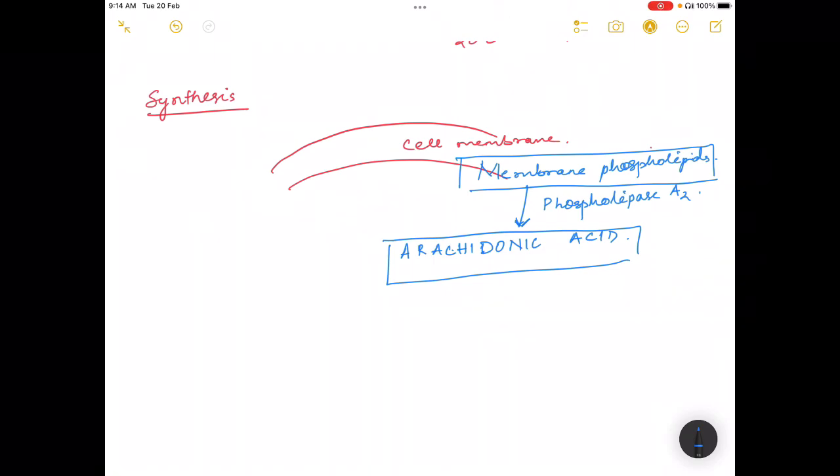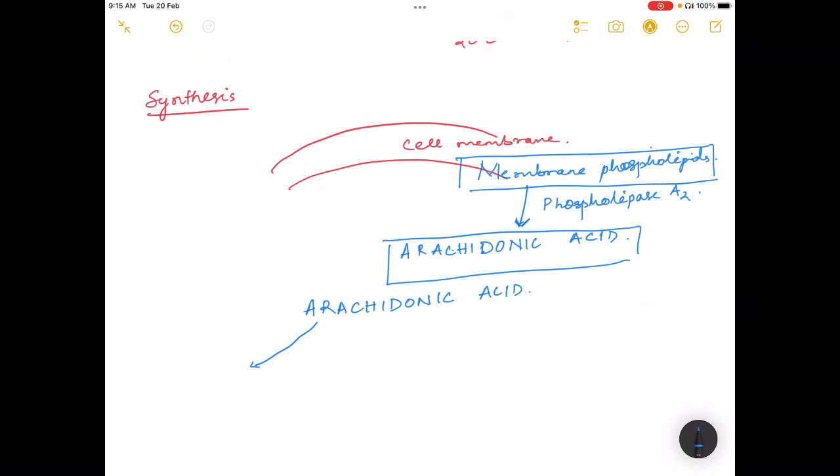Which pathways can arachidonic acid take? Let me write here: arachidonic acid. From arachidonic acid there are 3 pathways. One is your COX pathway, known as the cyclooxygenase pathway.